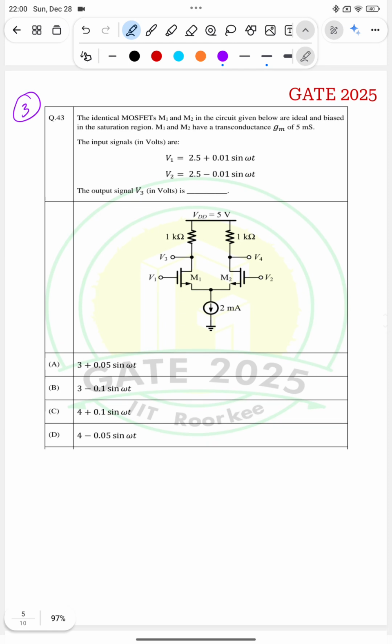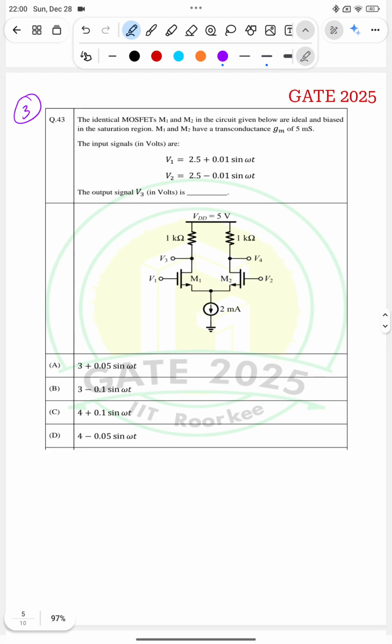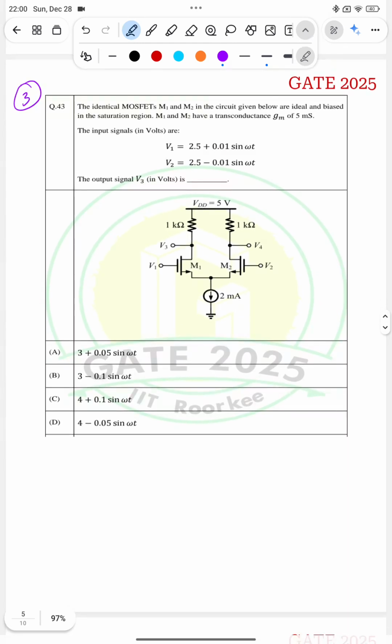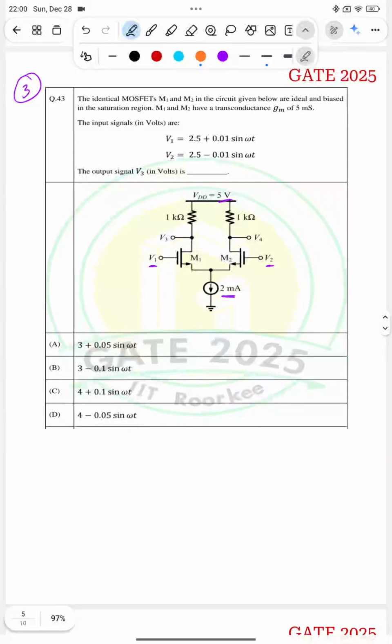This is the circuit given here. It's a differential amplifier made of MOSFETs M1 and M2. Here we have the input voltages V1 and V2, and it is biased by a DC voltage source of 5 volt and a DC current source of 2 milliampere, and both the loads are equal, 1 kilo ohm and 1 kilo ohm. Given M1 and M2 are ideal and identical, if we carefully see here and just cut this, both part 1 and part 2 are identical.